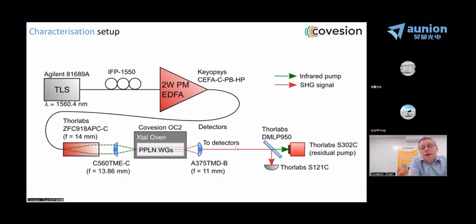We can measure the pump light before and after the waveguide, and we can measure the pump light on and off phase match, and we can measure the second harmonically generated output light after the waveguide as well. By measuring all of those parameters, we can measure coupling efficiency, propagation loss, throughput, and conversion efficiency of the waveguide. So we can fully characterize the waveguide.